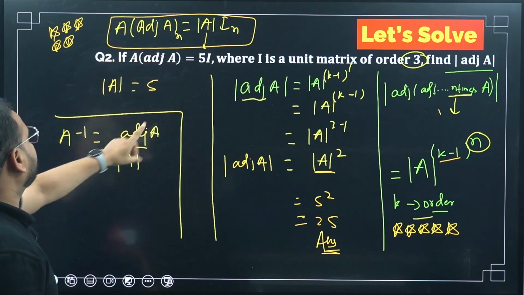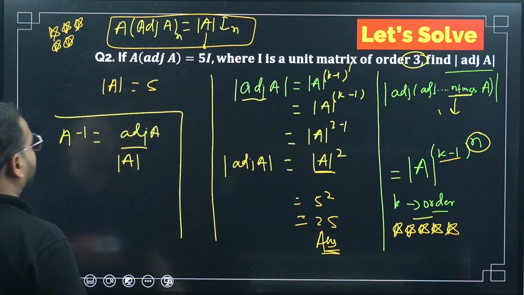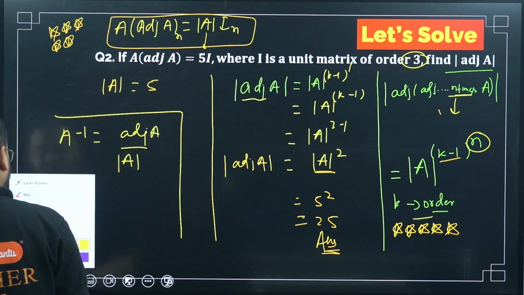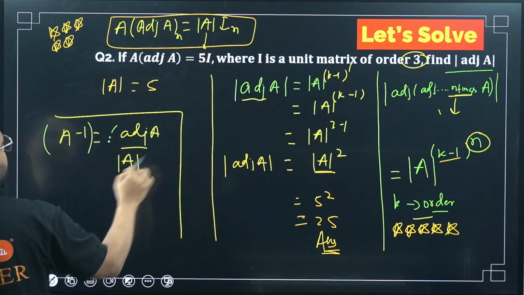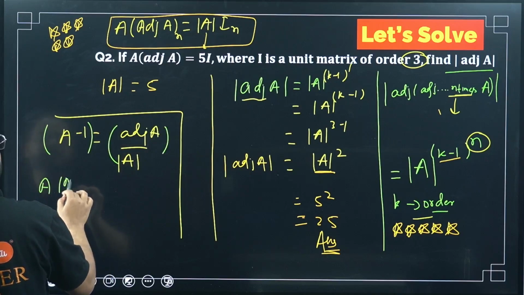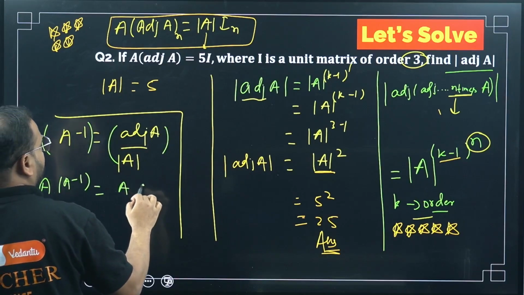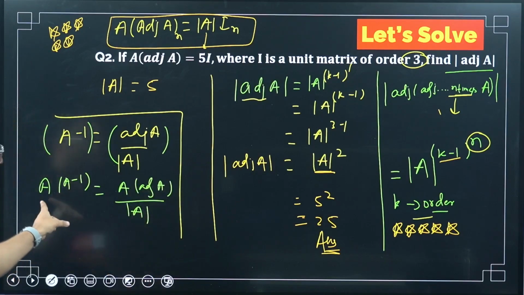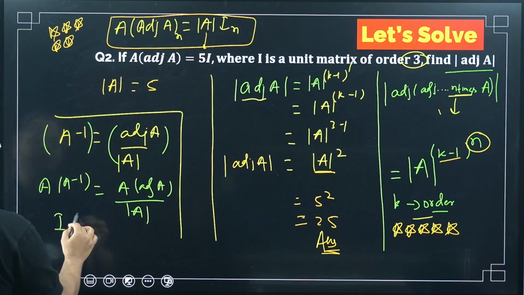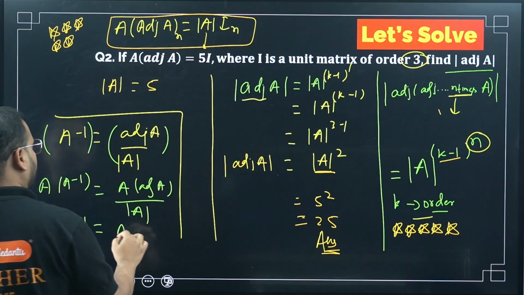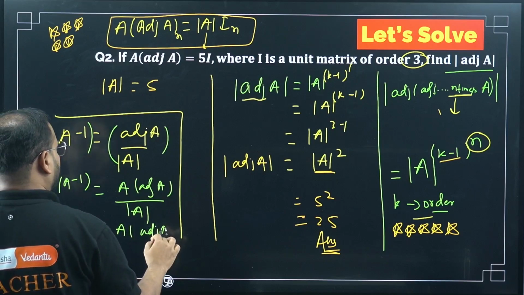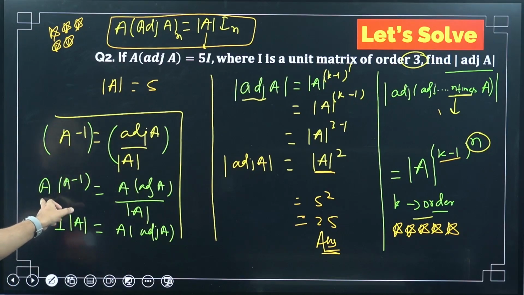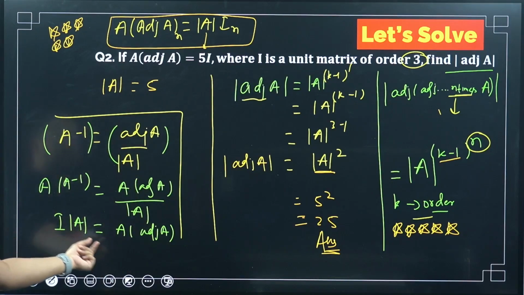If you multiply A on both sides, you'll get A times A inverse, which is simply the identity, and on the other side A adjoint A. Bring this determinant over here. So from the definition, A inverse is adjoint A by determinant of A. I multiplied A and I got what? I times the determinant of A is equal to A adjoint A.